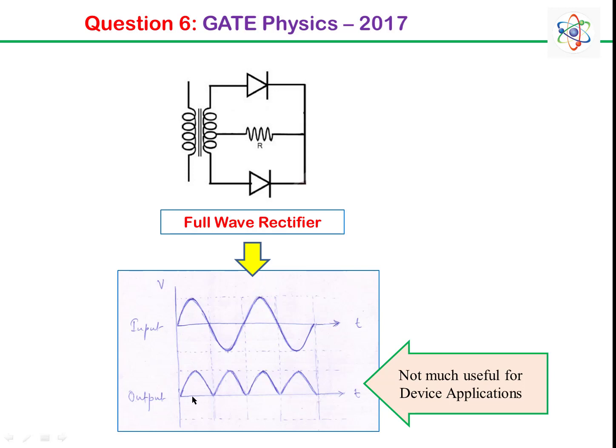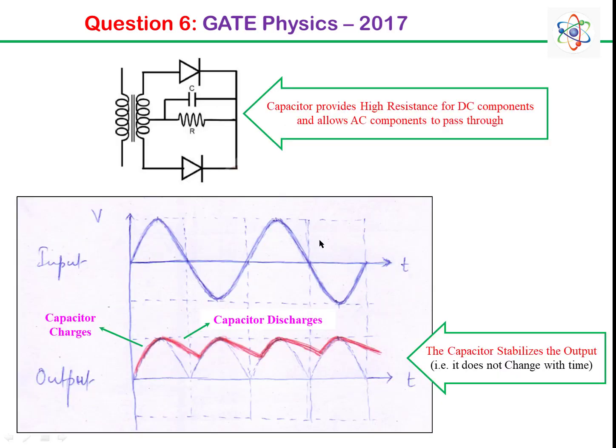The reason is that although we have a DC output over here, this is a time varying DC. So this time varying DC is not that useful for device applications. Because for device applications we need a much flatter DC output. So this is the reason why this output of this full wave rectifier is not that useful for device applications, and therefore this capacitor comes into picture.